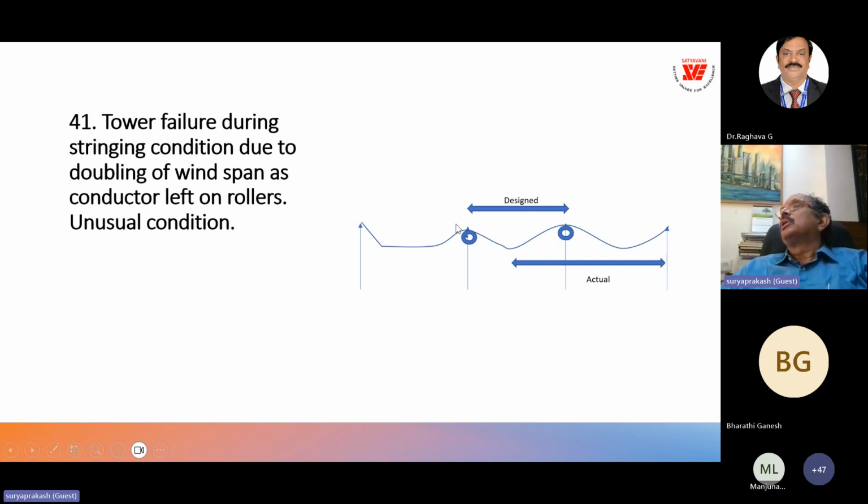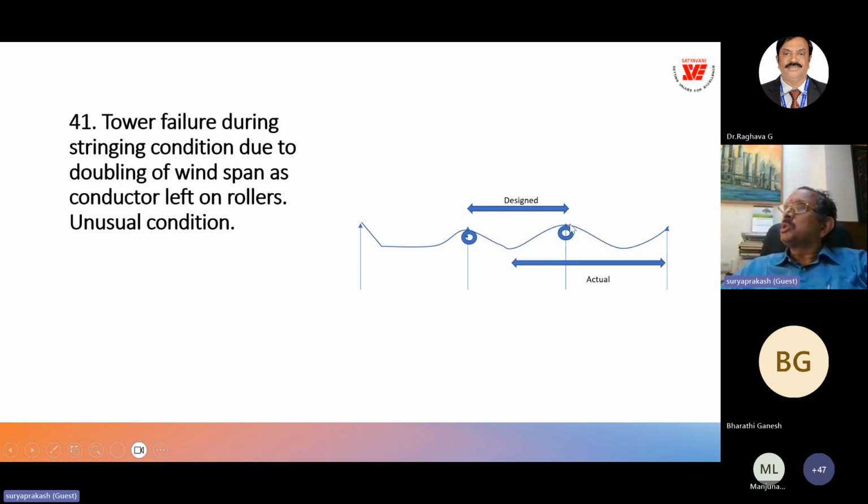because of the rollers, the windspan got increased from 300 meters to 7 times, 2.1 kilometers, or at least to 600 meters, and the failure happened. So the construction condition also was a difference.